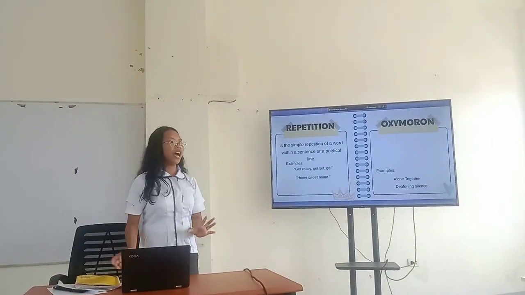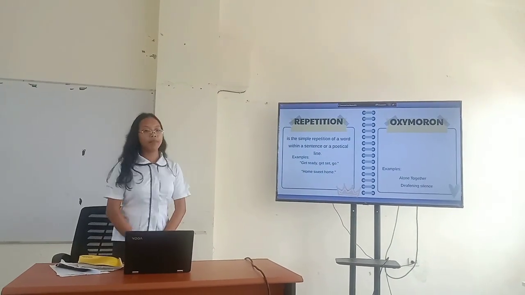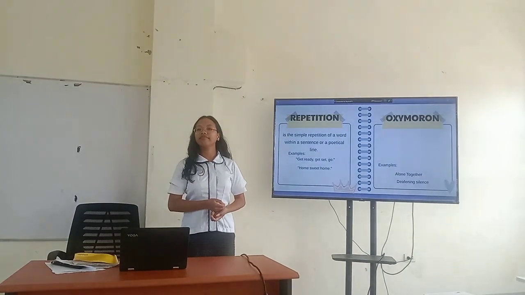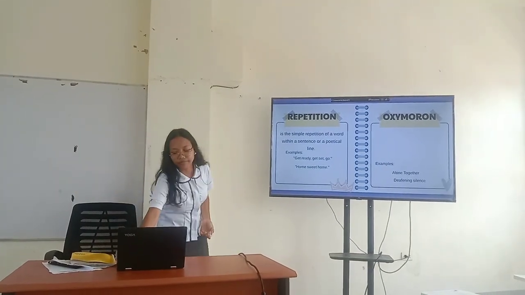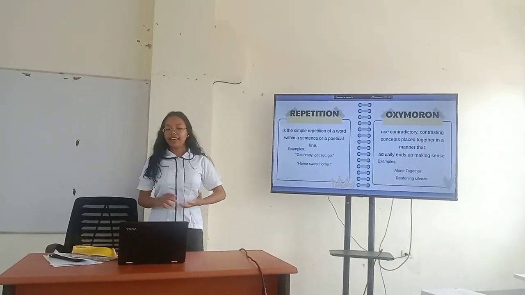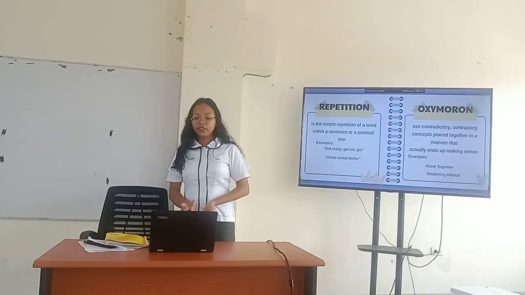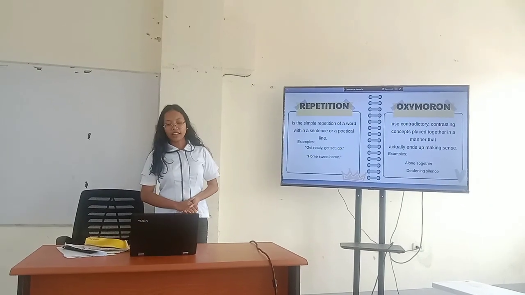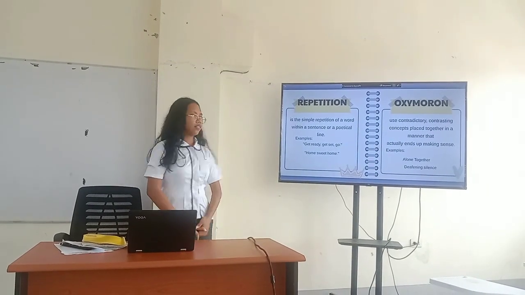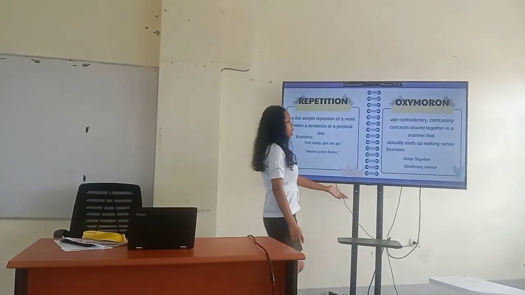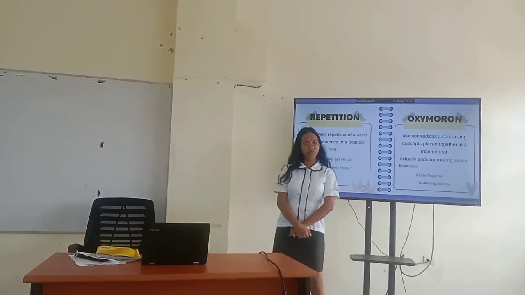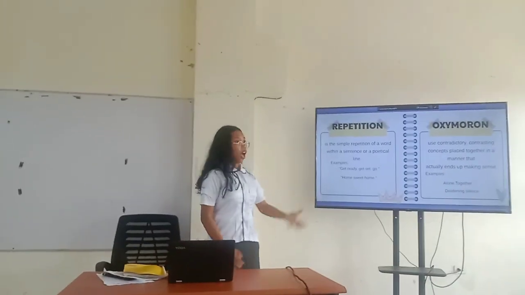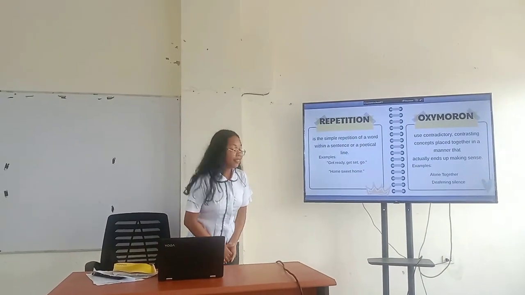Okay, next we have the oxymoron. Who can tell me the definition of oxymoron? Yes? Very good. Oxymoron is a use of contradictory, contrasting concepts placed together in a manner that actually ends up making sense. So we have here our example, alone together. How does it make sense? It says alone, together.